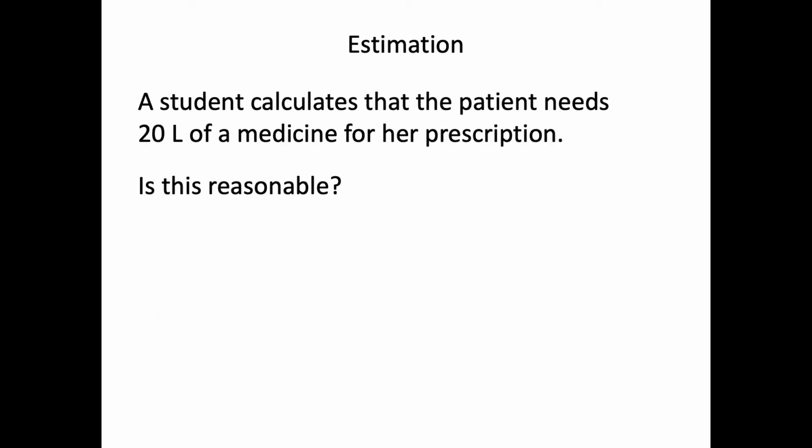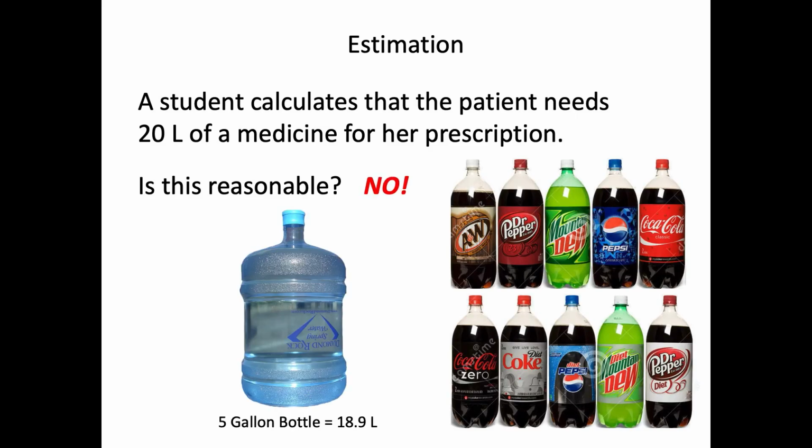Well, let me ask you one final question. Thankfully, it's the final question. What if a student calculates a final volume of their answer for a patient to consume 20 liters of medicine for her prescription? Does that seem reasonable? No, it's not reasonable. 20 liters is as much as a 5-gallon bottle or 10 2-liter bottles of soda pop. I'd rather go with the soda pop myself, but either way, 20 liters is a huge volume, and that wouldn't be reasonable. I would absolutely be concerned about how accurate that answer is.